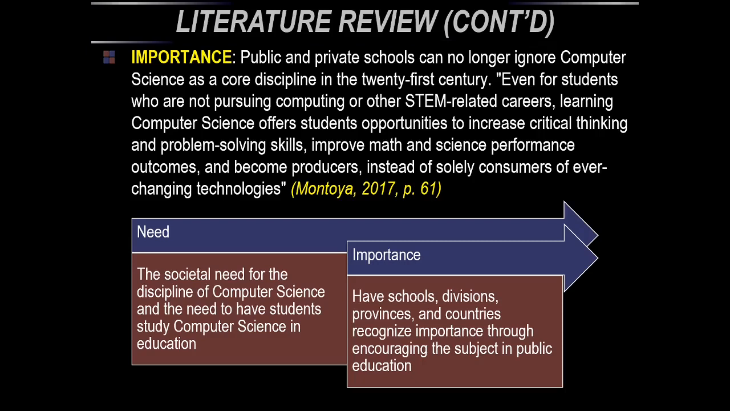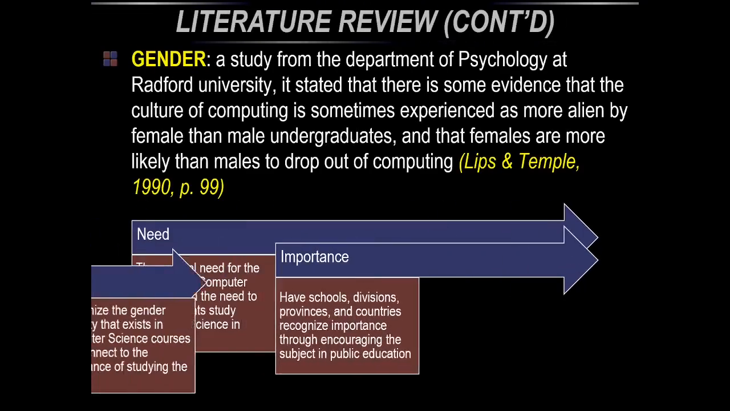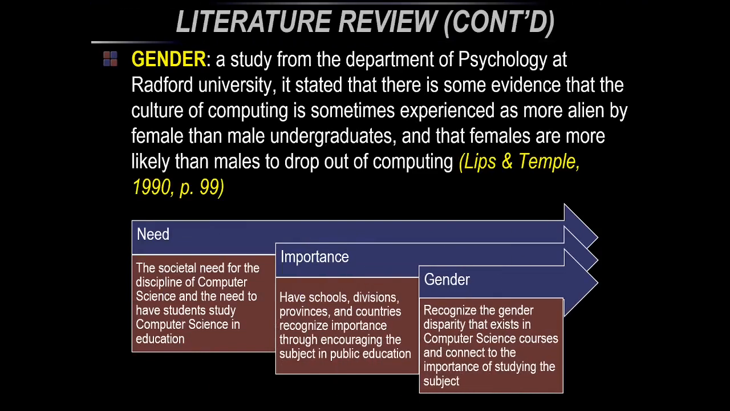Having schools and school divisions recognize that computer science is as important as traditional sciences like physics, chemistry, and biology. Then, as you can see by my citation, moving from need and importance to gender, recognizing that a gender disparity has occurred in computer science courses and that needs to be addressed from an educational standpoint.